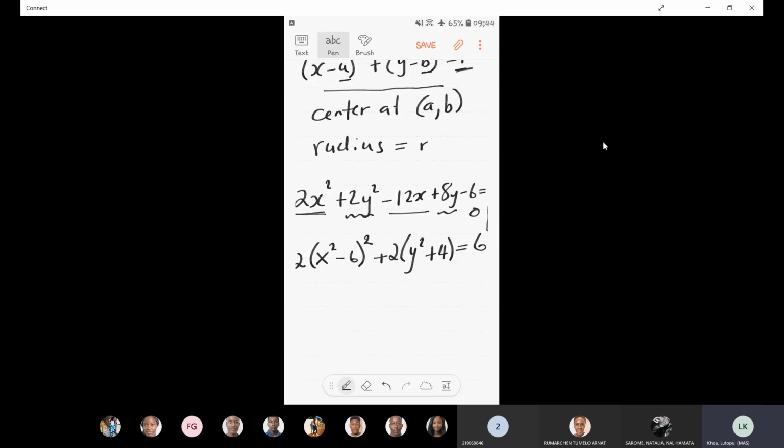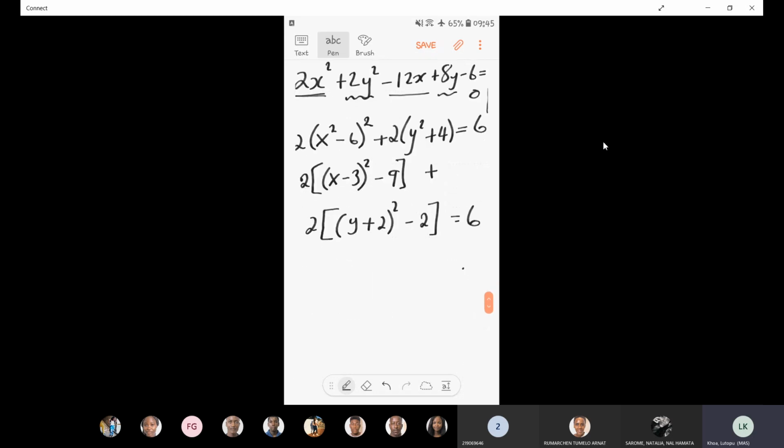Now I complete the square. I hope you remember how to do that. I have 2, this bracket, I have (x minus 3) squared minus 9. That's completing the square on x. Then I do the same thing with y. This 2 should remain outside. And then I have (y plus 2) squared minus 4. Okay, and then this is all equal to 6. So that is how we complete the square.